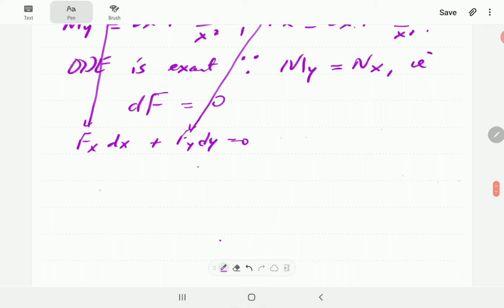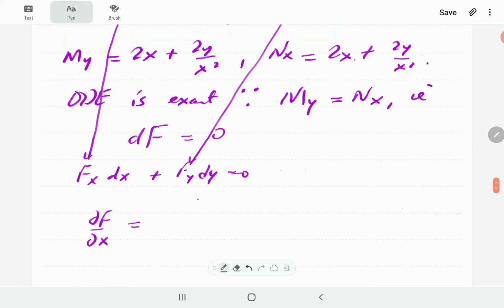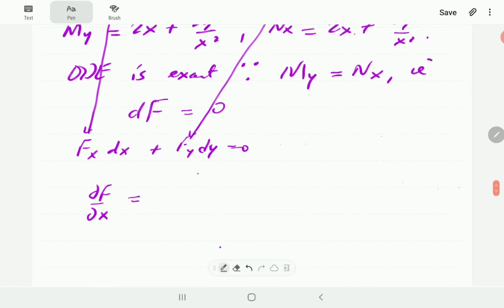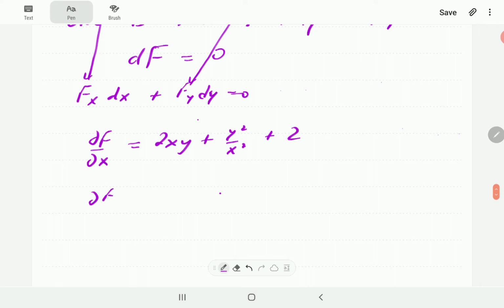So we're going to have two equations. So fx, I'm going to write this using this notation. So that one is equal to 2xy plus y squared over x squared plus 2. And then the other one is equal to x squared minus 2y over x. Okay, so remember, this is just m and this is n.